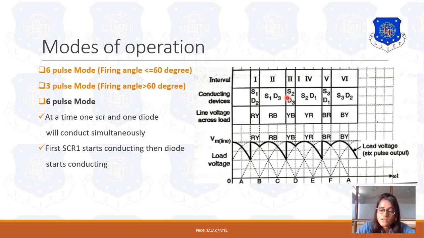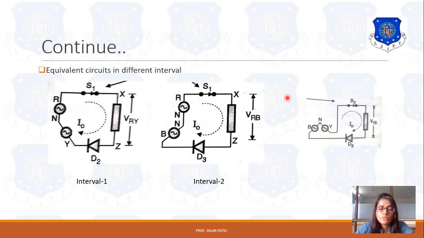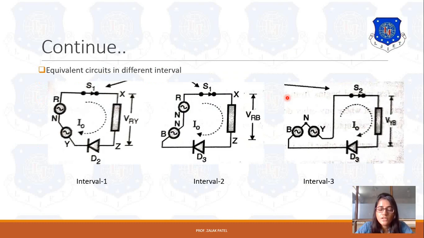In the next session we will discuss the 3 pulse mode and see some examples related to the 6 pulse mode. So this is the diagram of the equivalent circuit. You can also draw the other diagrams for the other 3 intervals, 4, 5 and 6. You can here connect S3 and then diode 1 and diode 2. So it is interval 5 and interval 6.